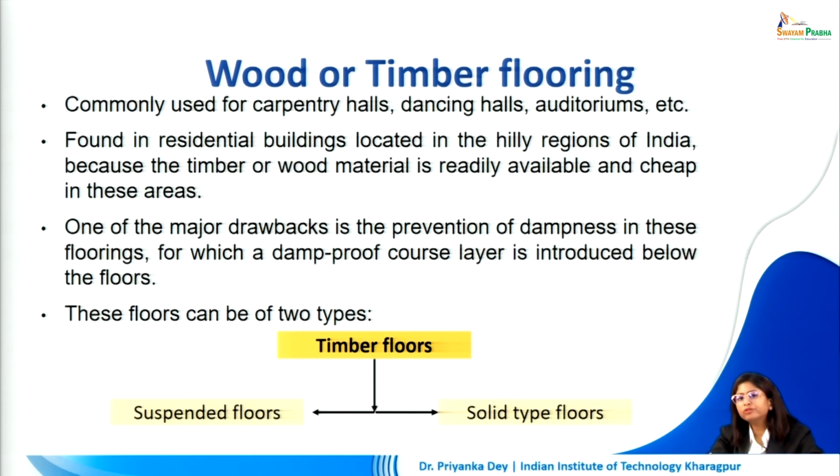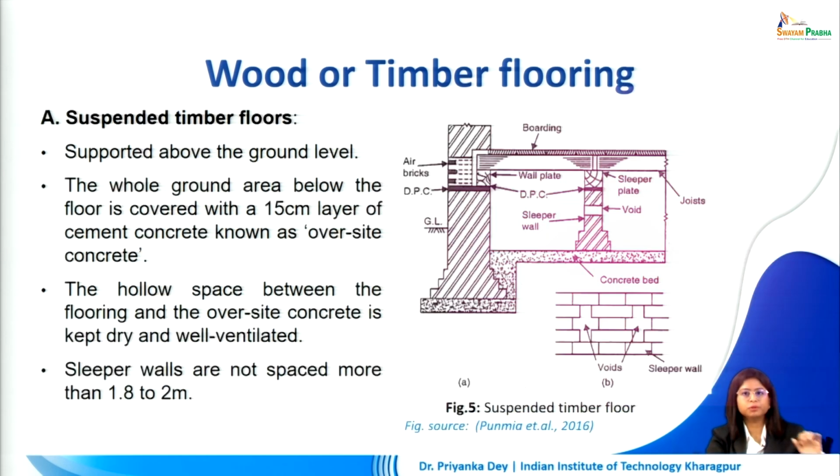We can have two types of options for timber floors. One is suspended floors and the other is solid type of timber floor. The first type, the suspended timber floor, is supported slightly above the ground level. The whole ground area below the floor is covered with a 15 centimeter layer of cement concrete known as oversight concrete, and the hollow space between the flooring and the oversight concrete is kept dry and well ventilated.